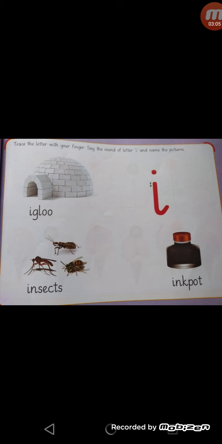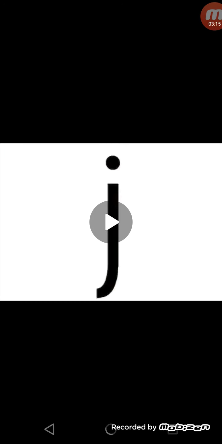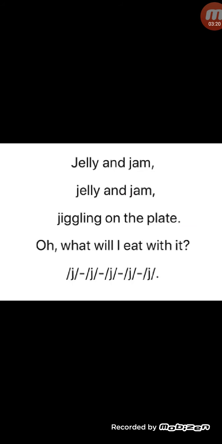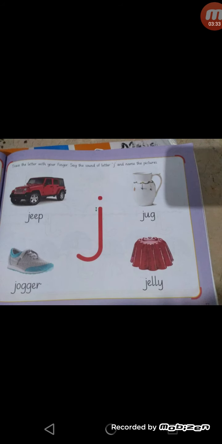A igloo. A insects. A ink pot. Next sound is J. Jeep. Jug. Jogger. Jelly.